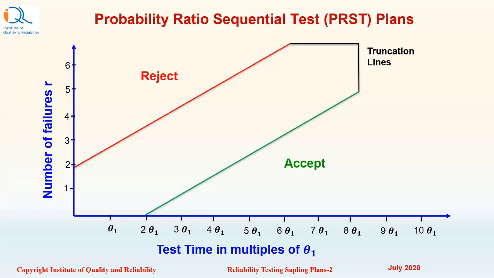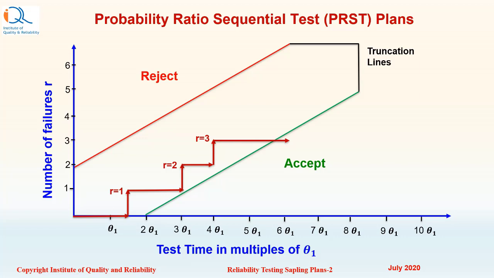Now consider an example of an equipment which is being tested. Let us say it is tested up to time 1.5 theta 1 and it encounters the first failure, that is r equals 1. As the line is within the boundaries of reject and accept, we continue testing further, and the test is continued until time 3 times theta 1 when the second failure occurs. But observe that the line is still within the boundaries of reject and accept, and we continue to test further. So further test is continued up to 4 times theta 1 test time when the third failure occurs, but still within the boundaries, so we continue to test further.